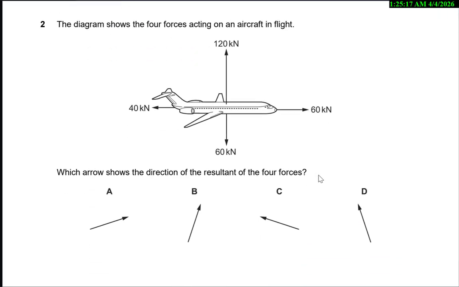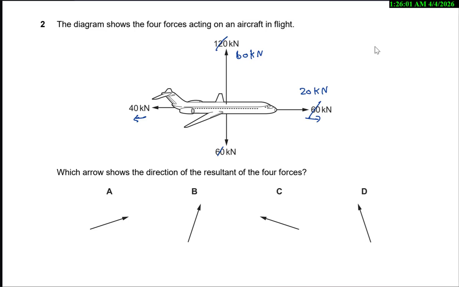Question number 2. The diagram shows the four forces acting on an aircraft in flight. Which arrow shows the direction of the resultant of the four forces? So as you can see here, 60 kilonewton is a forward force, 40 kilonewton is a backward force. So it means this 40 kilonewton cancels out this 60. So here we have 20 kilonewton forward force. Here 120 kilonewton upward and 60 kilonewton is downward. So this 60 cancels out this 120. So we have 60 kilonewton upward force.